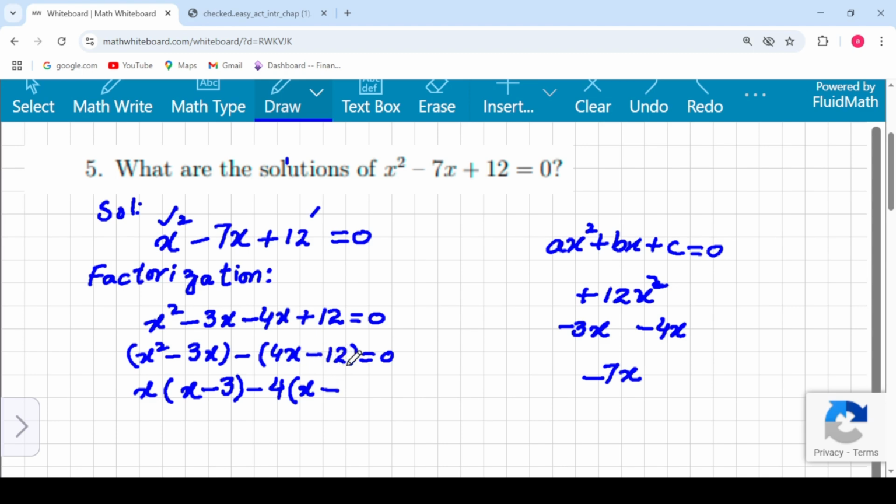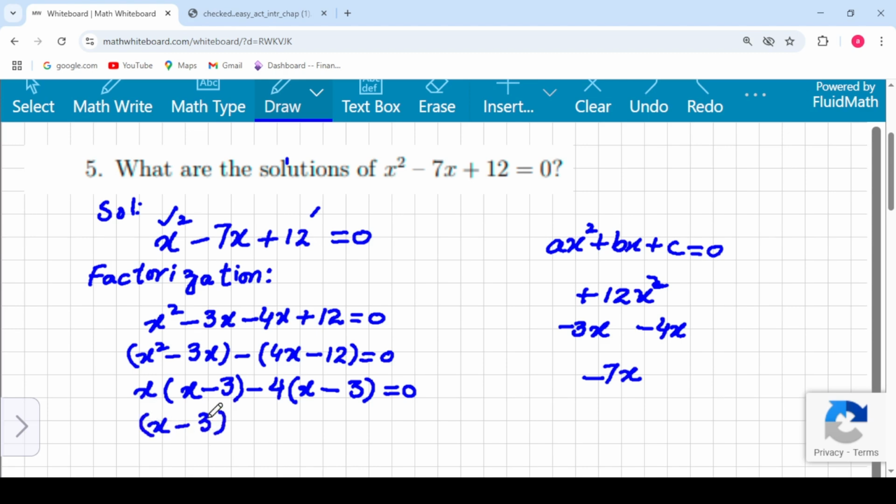And when we take 4 common from 12, here it will be 3, because 4 multiplied by 3 is 12, equal to 0. When you make the factorization, remember this term and this term should be equal. If these two are not equal, it means there is some error in making the factorization. So now you can see in this term and in this term we can take x minus 3 again common.